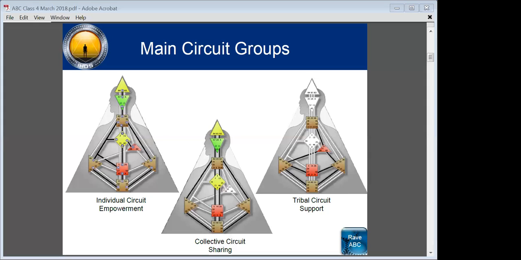So when you look at the individual circuit here, it says the word empowerment. All of those things that are illustrated as part of individual circuitry is what expresses empowerment. You can't have missing pieces and have the full expression of what empowerment is. Same with collective circuit sharing and the tribal circuit of support.